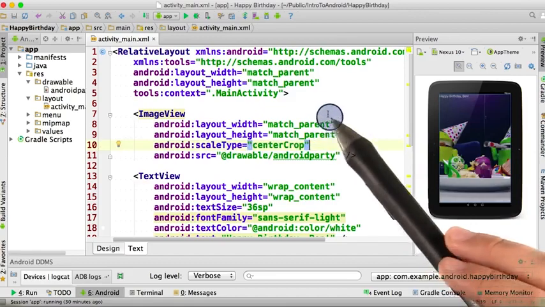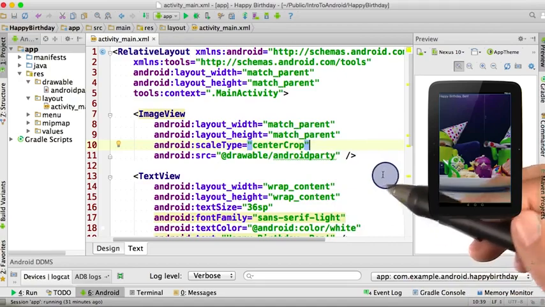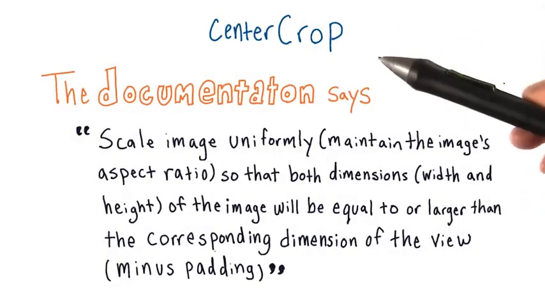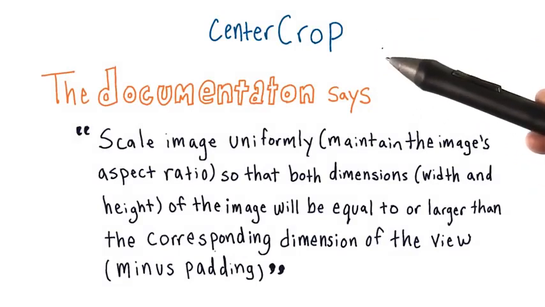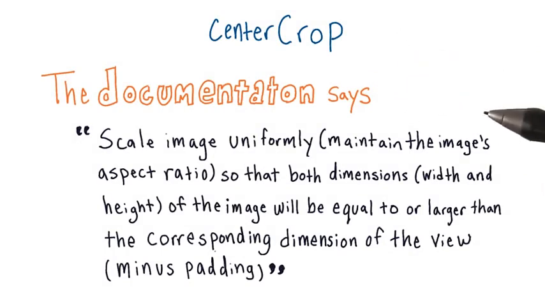Now when I change these to match parent, the image expands to fill the entire view. So the point that I'm trying to make is that layout width, layout height, and scale type all work together. Let me draw you a picture to show you a little bit more detail about what I mean. Let's say you're curious about what's actually happening when we use center crop. If you go to the Android developer's website, you'll see that the documentation says the following. Center crop scales the image uniformly, meaning that it maintains the image's aspect ratio. It does this so that both dimensions, the width and the height, of the image will be equal to or larger than the corresponding dimension of the image view, minus padding.